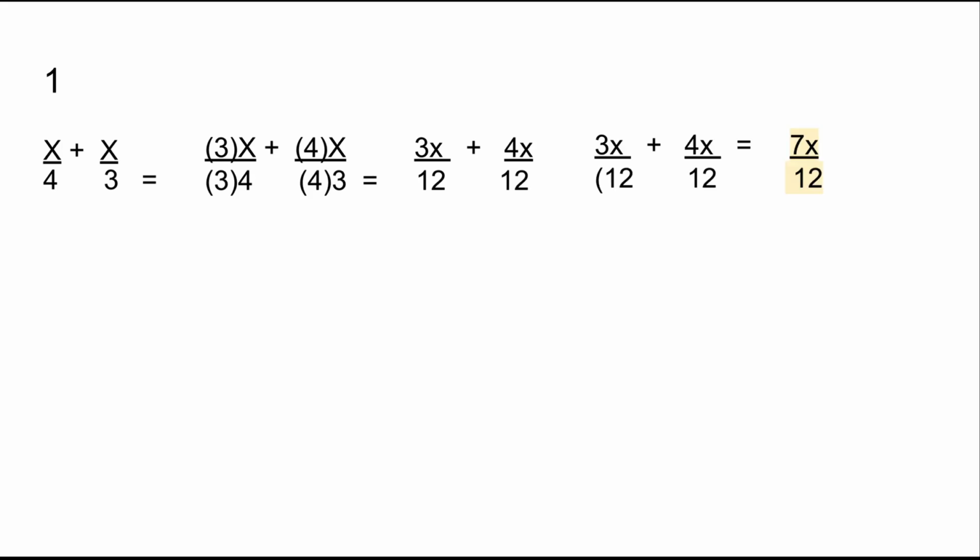And so since we have a 3 and a 4 as our denominator, I'm going to multiply the opposite to each fraction. So we're ending up with 3x over 12 plus 4x over 12. And so when we add this, we get 7x over 12.